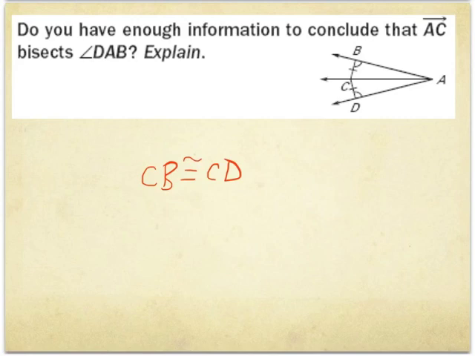Remember that the converse of the angle bisector theorem says that if we have equidistant sides, a point that is equidistant from both sides of this triangle, then we can conclude that this is indeed an angle bisector. So yes, we do have all the information necessary. And what explains it or justifies this is the converse of the angle bisector theorem.